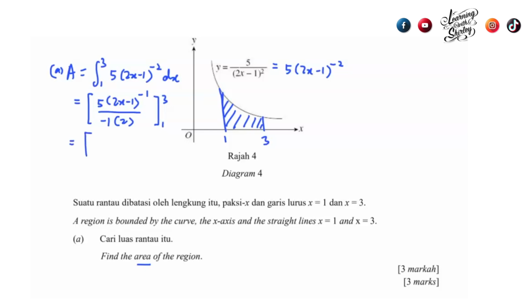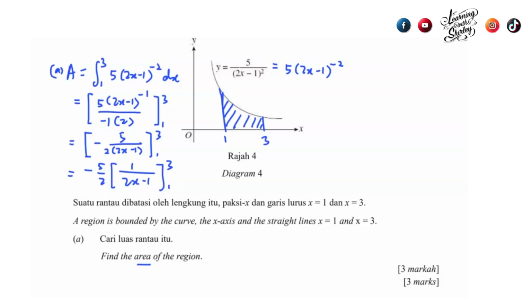But before that, I'm going to write this as negative 5 over 2, and then 2x minus 1. I'm going to change it to this form, and only then we substitute the 3 and the 1 inside. So here, you can actually take out the negative 5 over 2, and then here will be 1 over 2x minus 1, and then from 1 to 3.